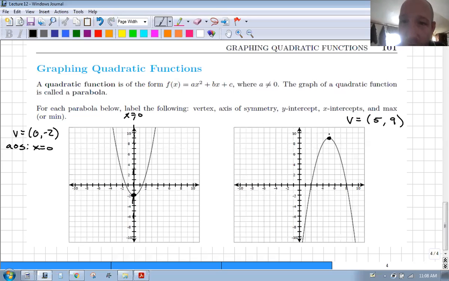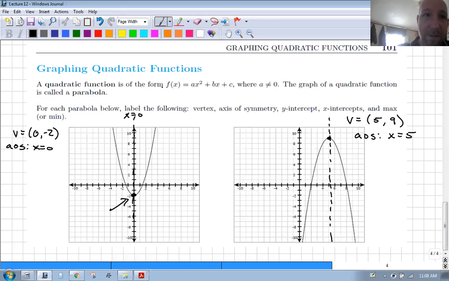Over here, however, our axis of symmetry is the line, let's see here, X values are all 5 here, X equals 5. That line, X equals 5. Every point on that line has an X value of 5. All right, now back to the left one, the y-intercept.